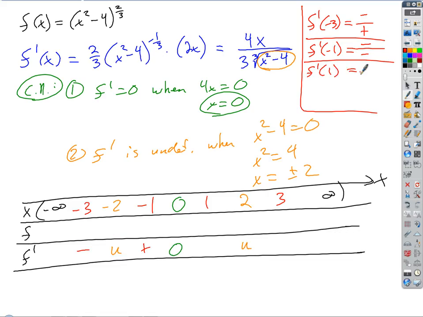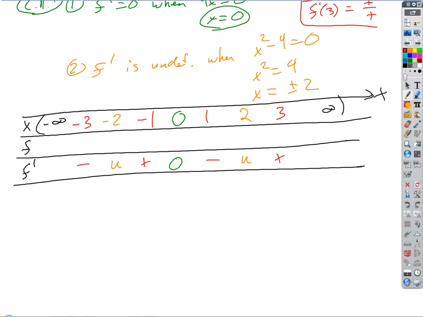What about f prime of 1? Positive over negative, so it's negative. And f prime of 3? Positive over positive, so it's positive. Okay, so we can do one more cool thing here.